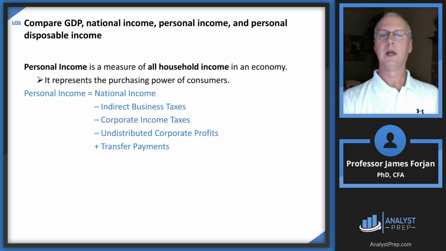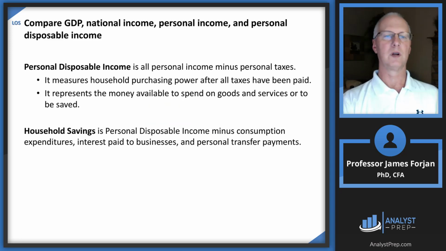Personal income is just a redirection of that formula, but think about it from a reasonable, common sense standpoint. We start with national income, then we take out taxes, and then what could have been profits that were distributed, and then some transfer payments. That gets us personal income. Now, disposable income is the personal income minus all personal taxes. And the important thing here is that it measures the purchasing power after all taxes have been paid.